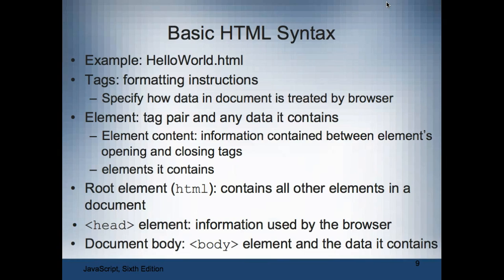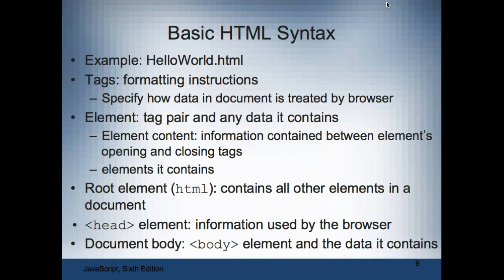To summarize, tags contain formatting instructions on how data in the document will be treated by the browser. An element is a tag pair and any data it contains. And an element content is the material between the opening and closing tags of an element. The root element contains all other elements in a document.